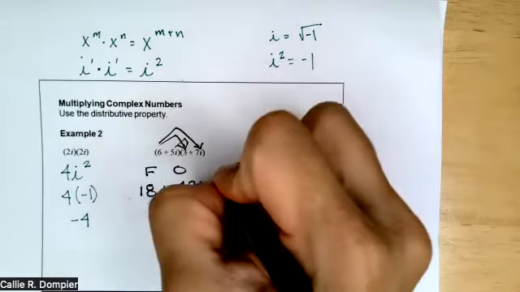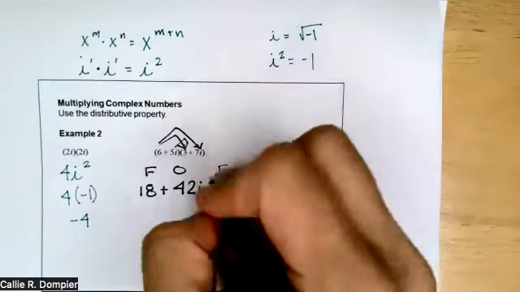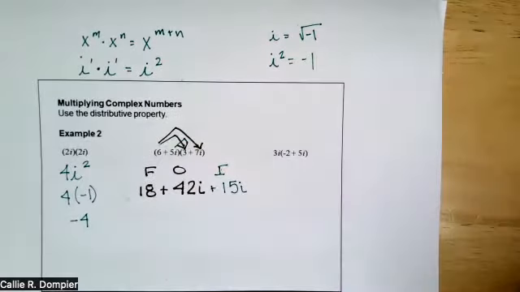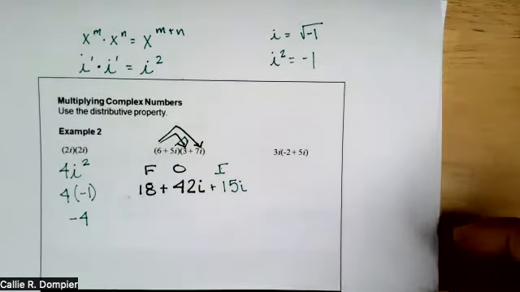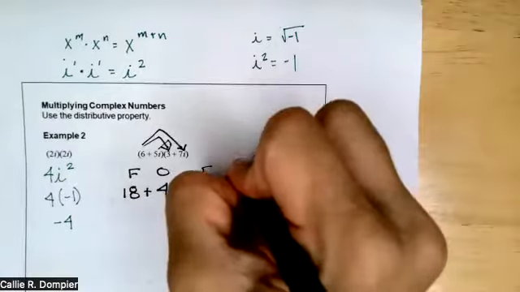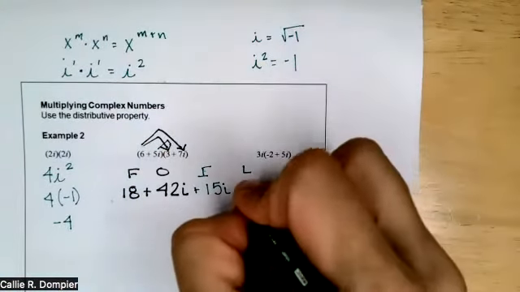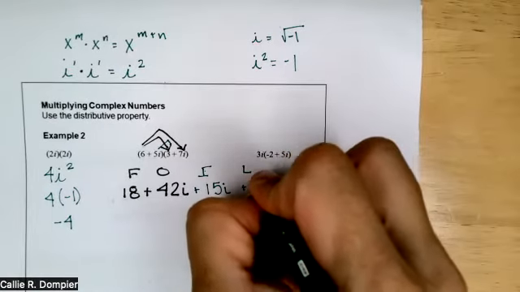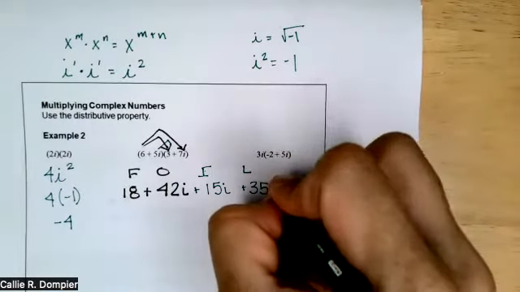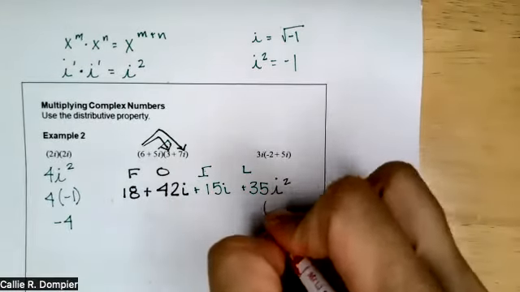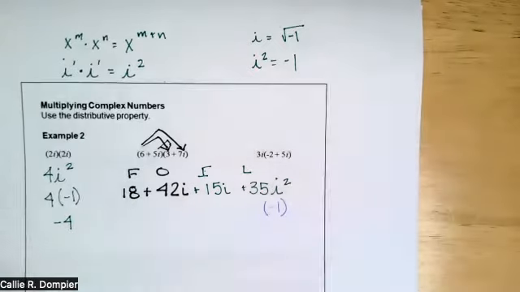Inside, 5 times 3 is 15 with one i. Still positive. I guess all these terms are positive, so everything's going to be positive. And then our last term is 5i times 7i. 5 times 7 is 35, right? And then i times i is i squared. i squared can be replaced with -1.